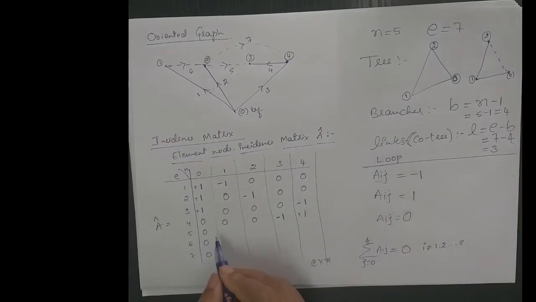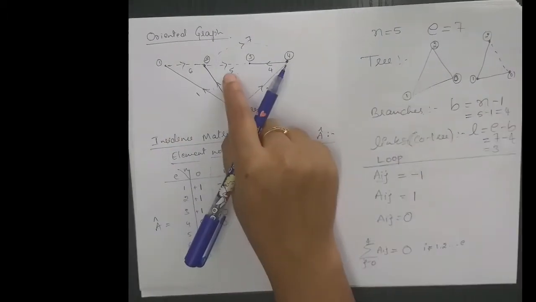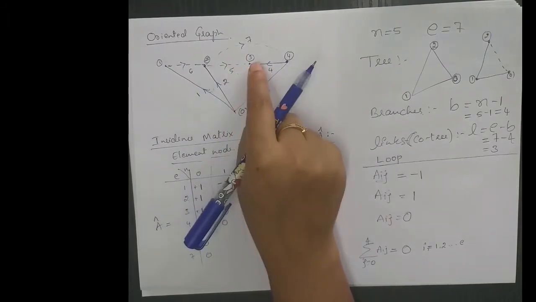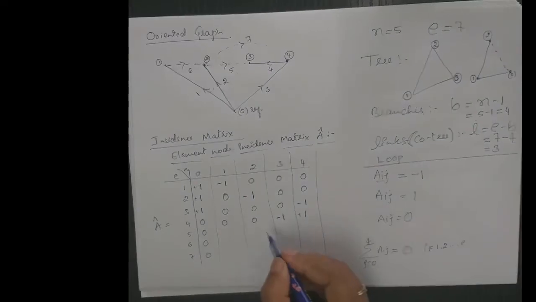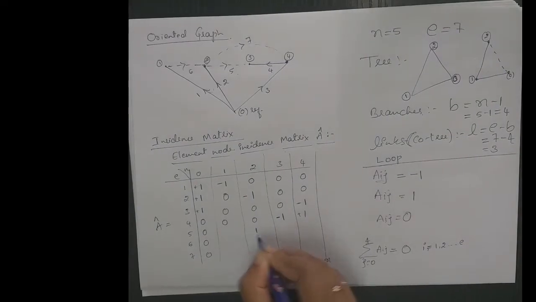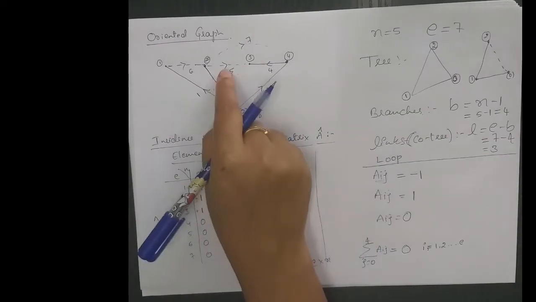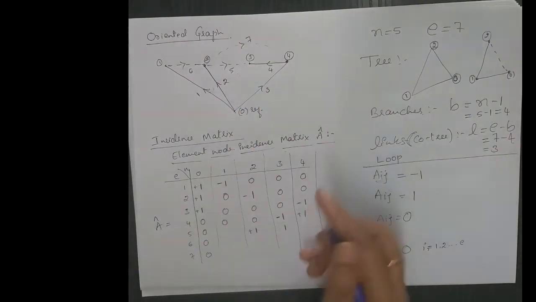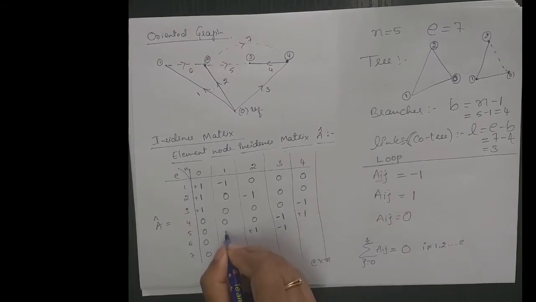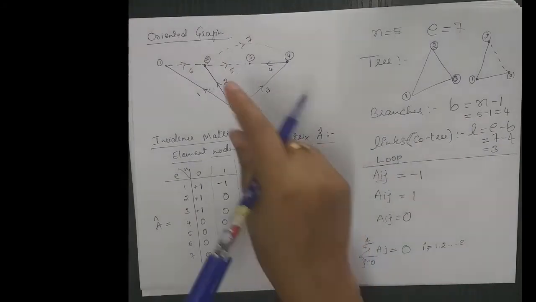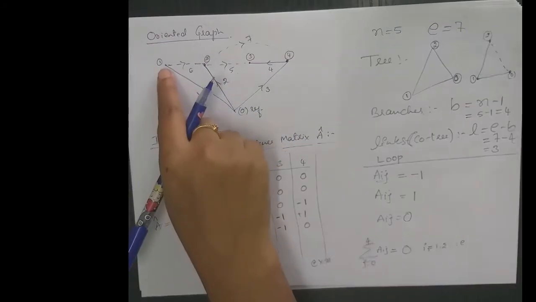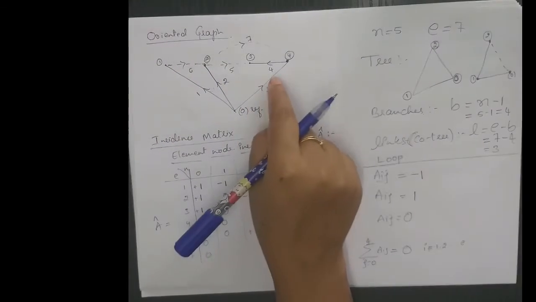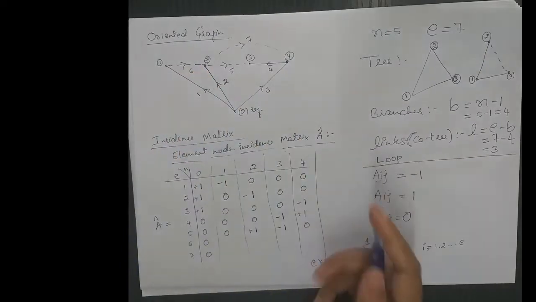Now the fifth element. The fifth element is connected between 2 and 3, so it is incident to node 2 and node 3. It is away from 2, so it has to be +1, and towards 3, so -1. The rest are all 0 because it is not incident to node 0, node 1, or node 4.